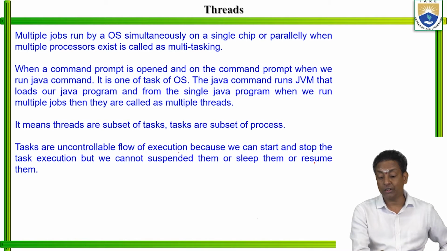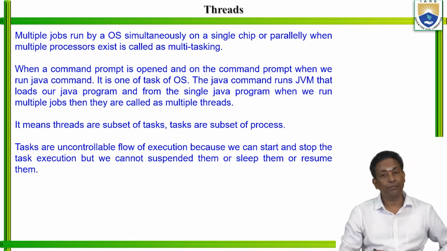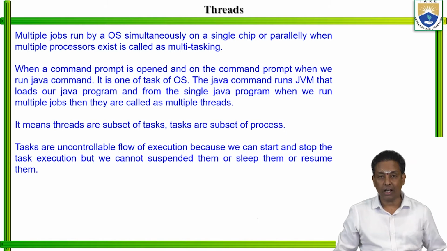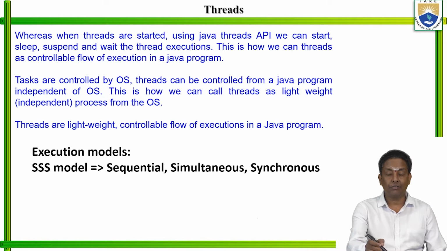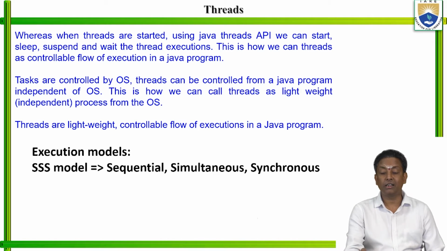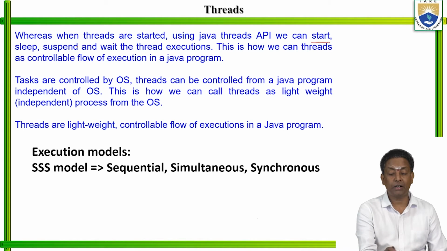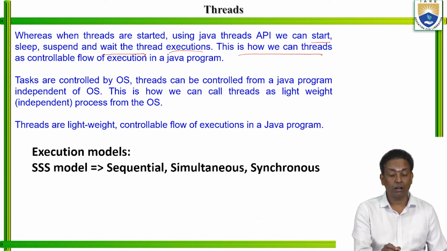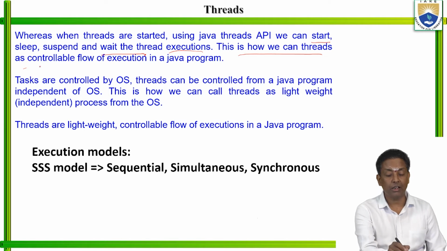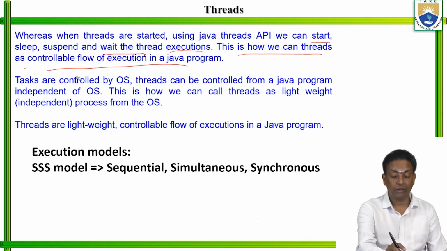Tasks are an uncontrollable flow of execution because we can start and stop the task execution, but we cannot suspend them or sleep them or resume them for a while. Whereas when threads are started using the Java Threads API, we can start the thread, we can sleep the thread, we can suspend the thread, we can wait the thread execution, we can resume the thread execution. This is how we can control the threads' flow of execution in a Java program.